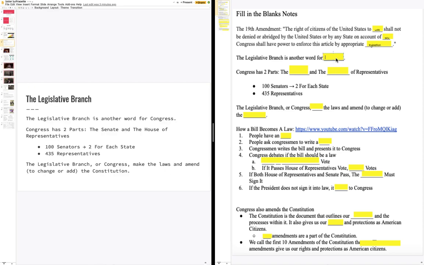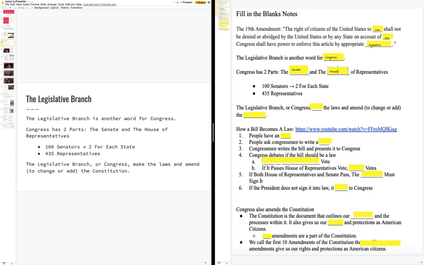So what is the legislative branch? The legislative branch is another word for Congress. Congress has 2 parts. The first part is the Senate. The Senate has 100 senators. So 2 for every state. Maine has 2, California has 2, every state has 2.